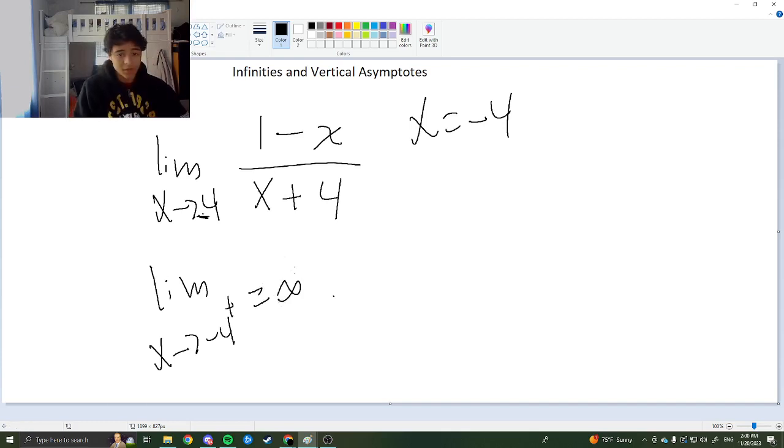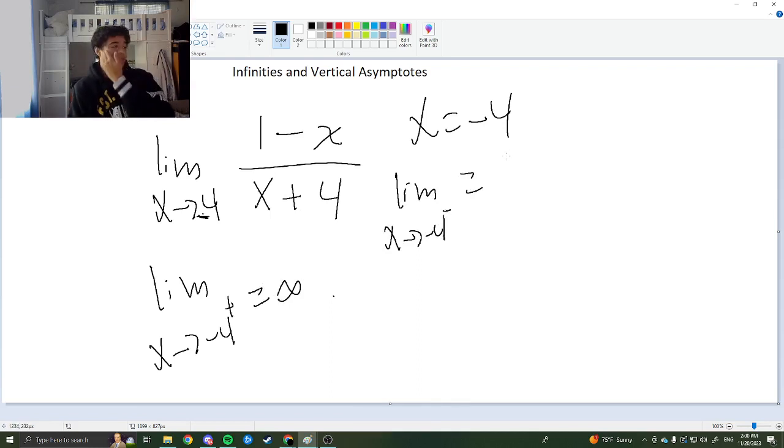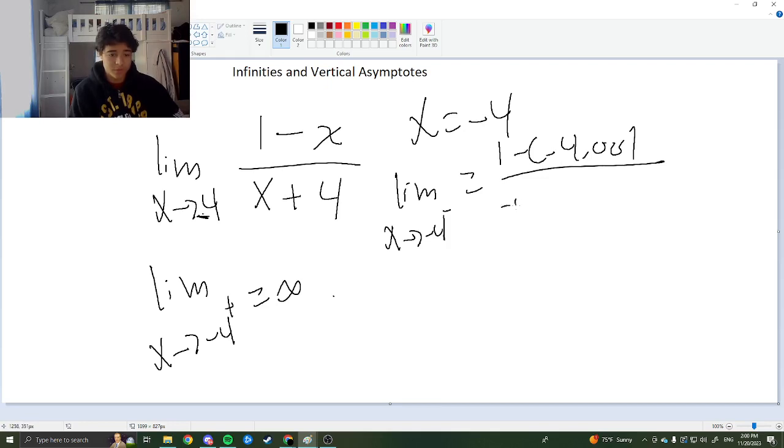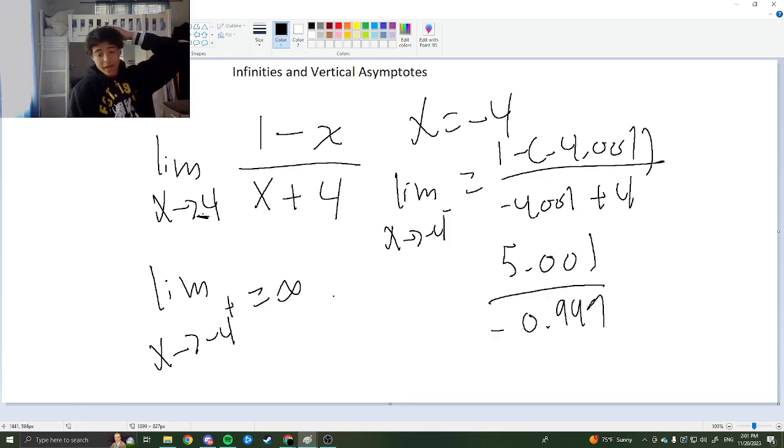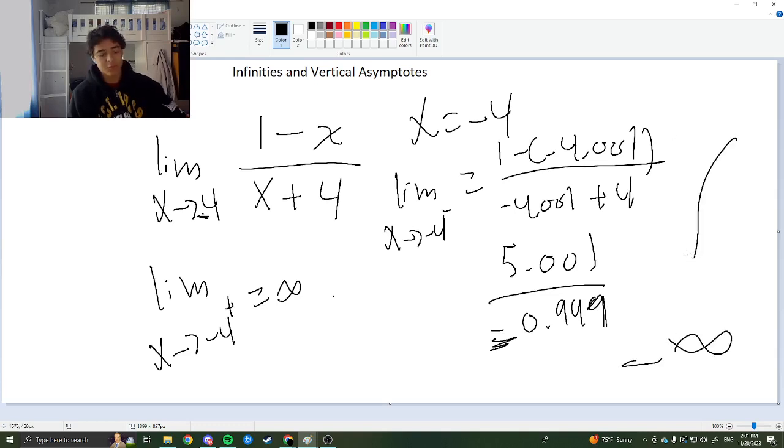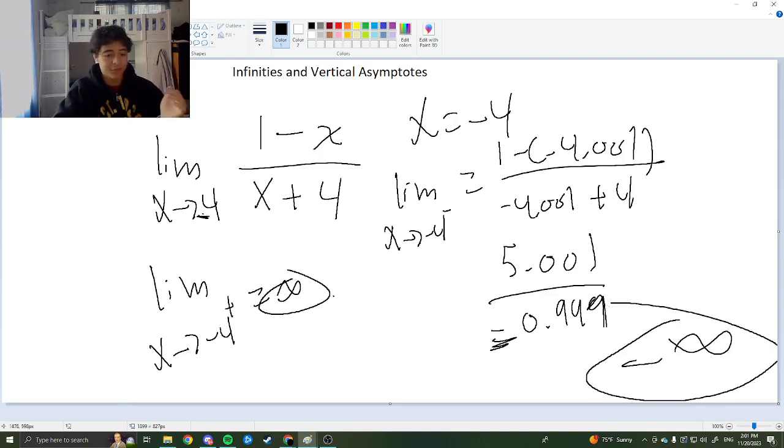Now, if we look at the limit as x is approaching negative 4 from the left side, let's pick a number that's slightly smaller than negative 4. So we'll go 1 minus negative 4.001 over negative 4.001 plus 4. And then we'll get 5.001 over negative 0.001. This is the same situation as last time, except the only difference is there's a negative now. So this is going to be negative infinity. So this graph is going to be going downwards forever. So the limit as x is approaching negative 4 does not exist, but from the right it equals infinity, and from the left it equals negative infinity on this function.